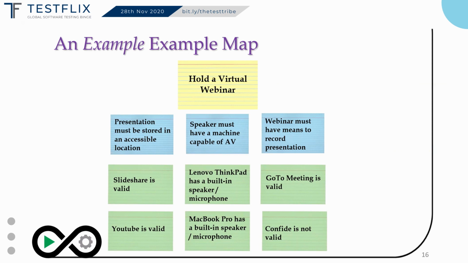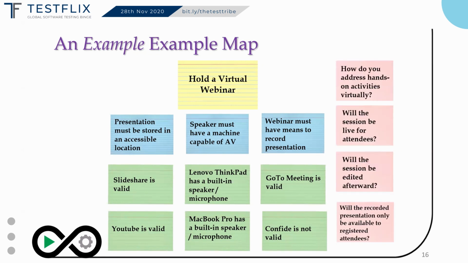Also, we look at machines to record it. Lenovo ThinkPad has a built-in speaker microphone, so does a MacBook Pro. And for recording, you can use GoToMeeting, but not Confide. So it's completely fine to use positive and negative scenarios. In fact, you should include both as examples illustrating your rules.